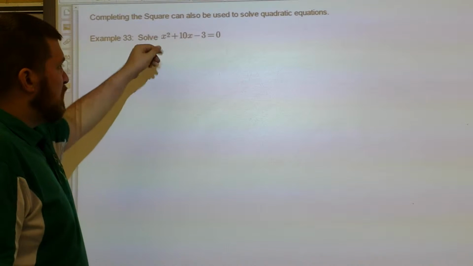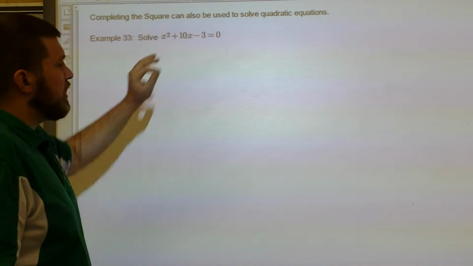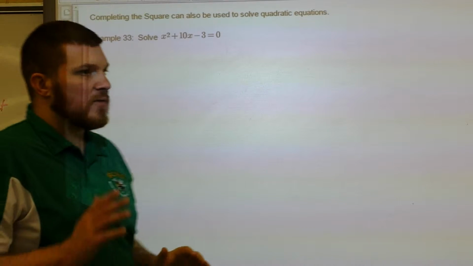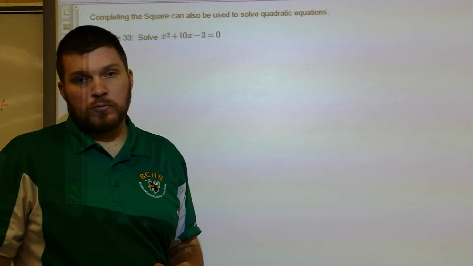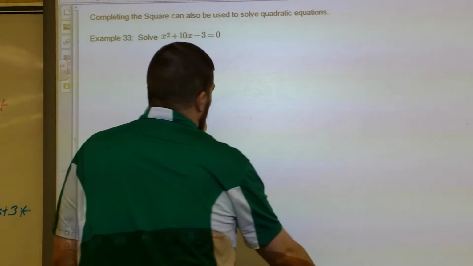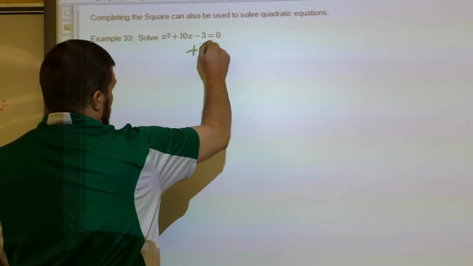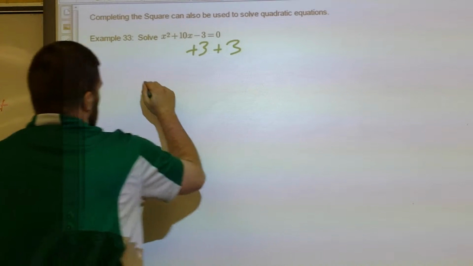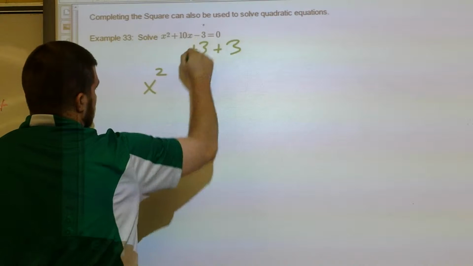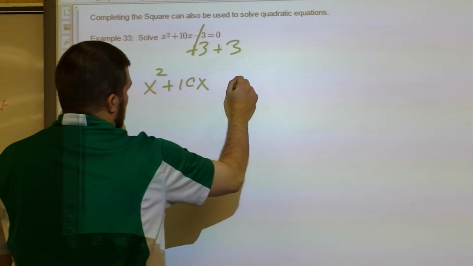Okay, so here I want to use completing the square. The very first thing when you complete the square is you want to have your x's on the left, your regular numbers on the right. So I'm going to start off by saying plus 3 on both sides. So I have x squared plus 10x equals 3.